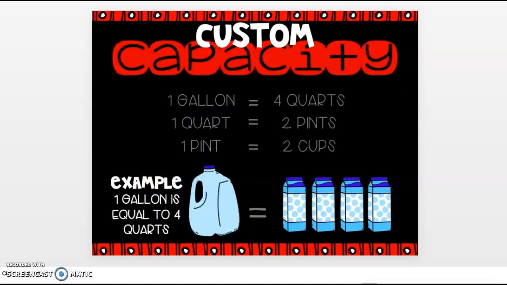Okay, so customary capacity. Within 1 gallon, there are 4 quarts. Within 1 quart, there are 2 pints. Within 1 pint, there are 2 cups. And you can be looking at your gallon kingdom to refer because you're going to be using it in a little bit. So here's an example at the bottom. 1 gallon is equal to 4 quarts.